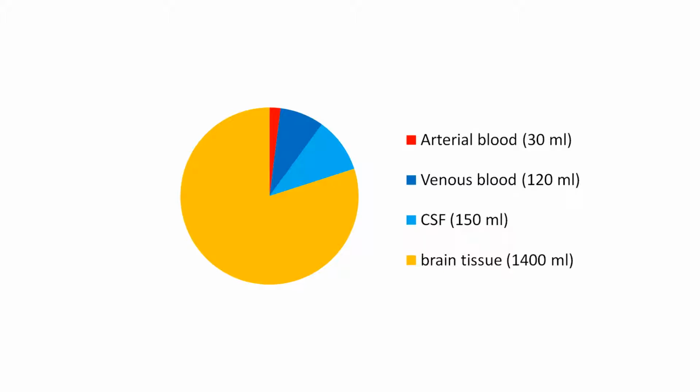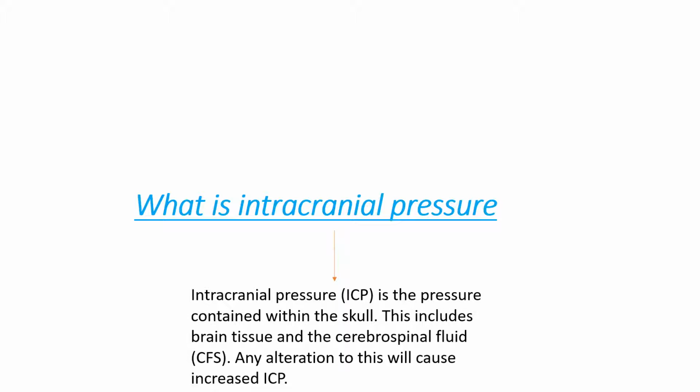This diagram shows you the amount of space contained within the skull. So the brain tissue takes up most of the space. That's 1400 mL, arterial blood 30 mL, venous blood 120 mL, and the cerebrospinal fluid 150. So what is intracranial pressure? It's the pressure contained within the skull, including the brain tissue and the cerebrospinal fluid. Any alterations to this will cause increased intracranial pressure.